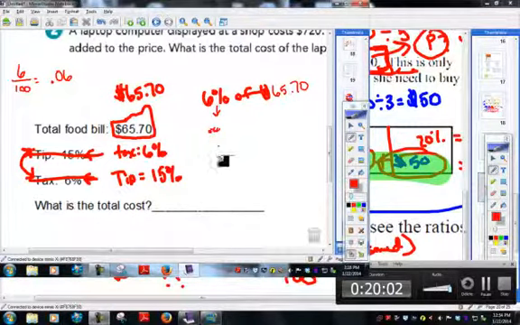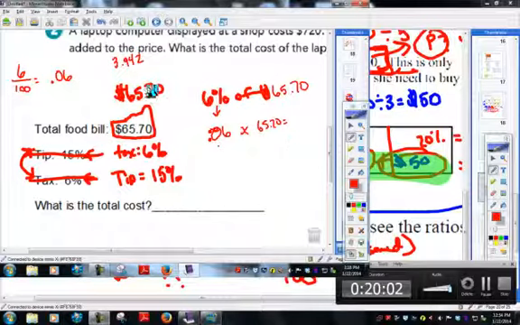So I'm trying to write 0.06. Of means multiply, 65.70. So you just got to do that math problem. So 0.06 times 65.70 equals $3.94. Now it actually equals 3.942.